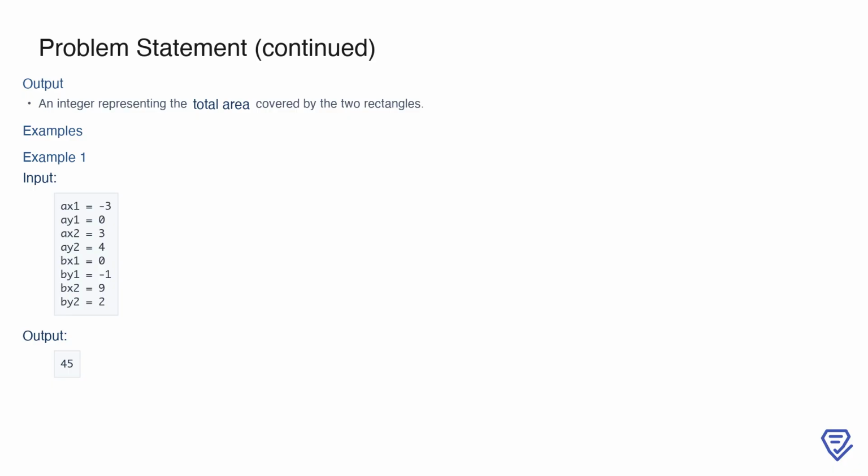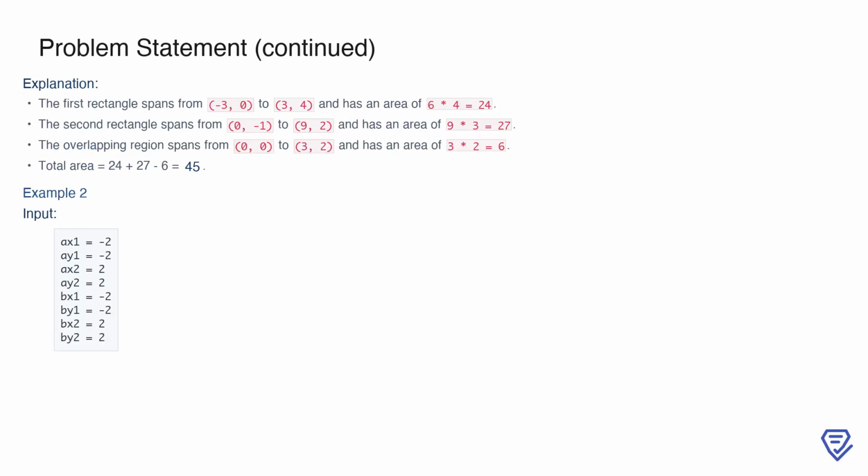In the first example, the input coordinates are x1 equals -3, y1 equals 0, x2 equals 3, y2 equals 4 for the first rectangle, and bx1 equals 0, by1 equals -1, bx2 equals 9, by2 equals 2 for the second rectangle. The output of the function is 45, which is the total area covered by the two rectangles, including any overlap between them. Breaking down this example further, the first rectangle spans from (-3, 0) to (3, 4), and has an area calculated as width times height, which is 6 times 4 equals 24. The second rectangle spans from (0, -1) to (9, 2), and has an area of 9 times 3 equals 27.